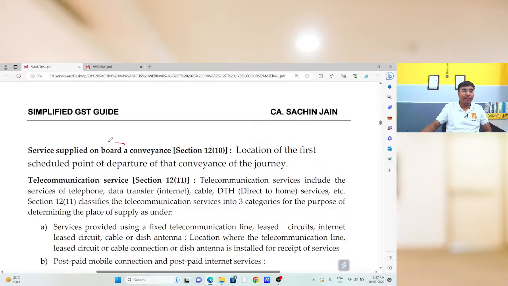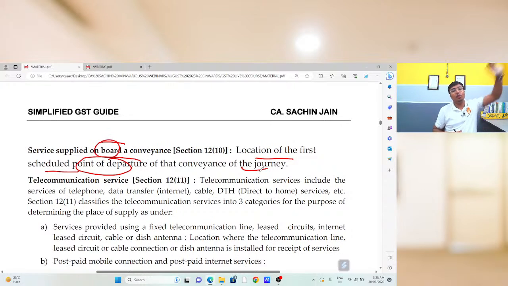Now, services supplied on board. In that case, the location of the first scheduled point of departure will be treated as the place of supply. Suppose I am traveling from Rajasthan to Mumbai by flight. Okay, in that case, if I am going to take certain services inside the flight, the place of supply will be my first scheduled point of departure, that is Jodhpur, Rajasthan, and accordingly CGST, SGST or IGST should be charged. That is the scenario whenever this type of services is to be provided. Okay, so this is a specific situation.